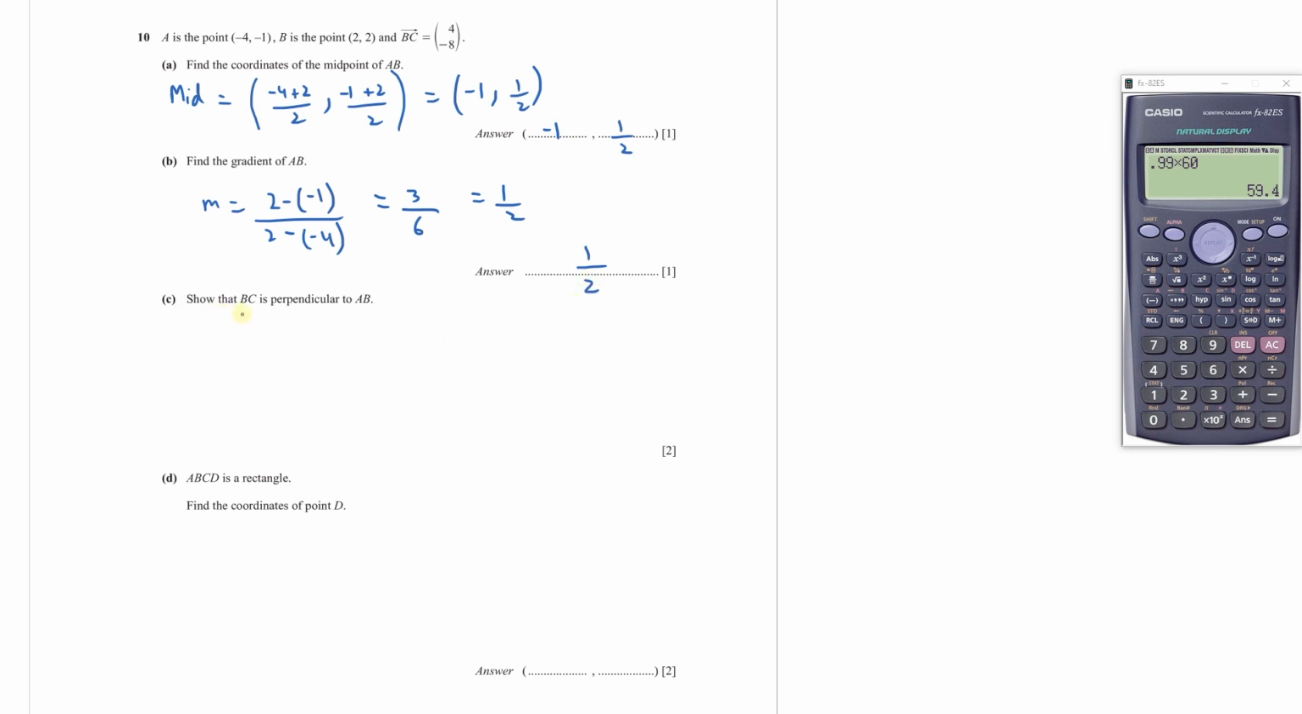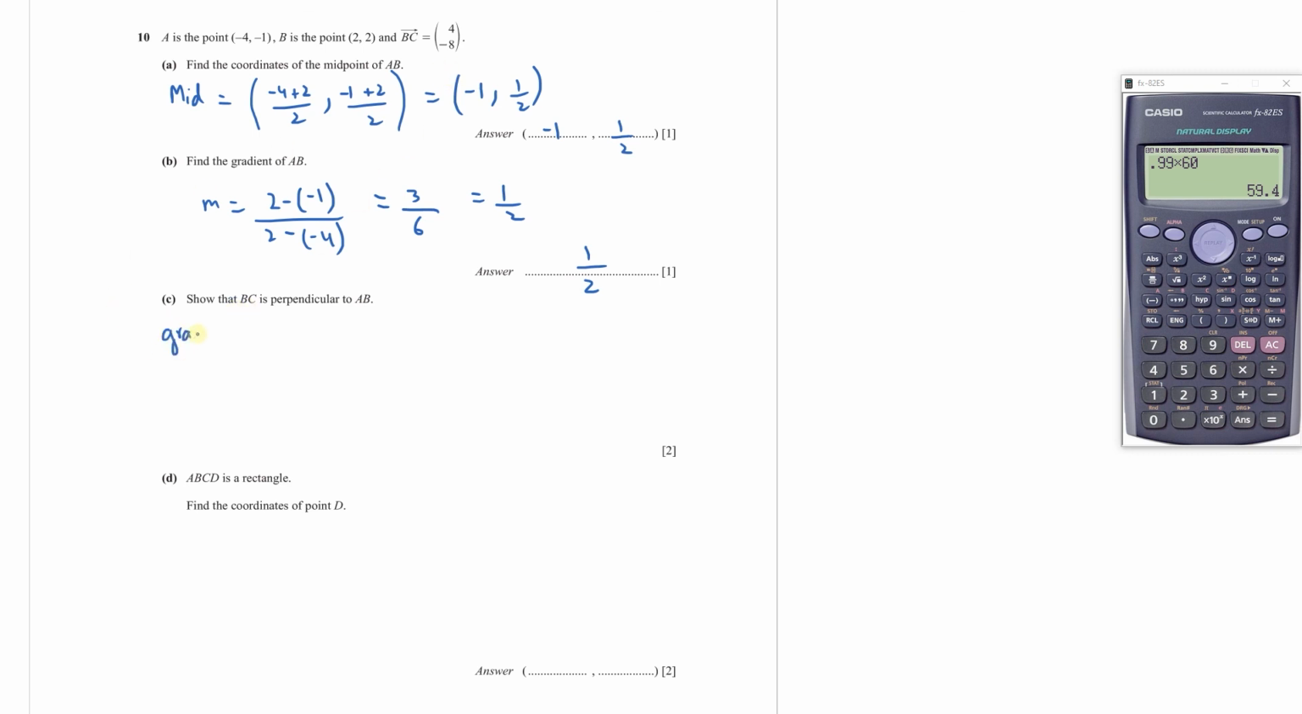Show that BC is perpendicular to AB. So to show that, we will use the property that perpendicular lines, if you multiply their gradients, the product is -1. So you already know the gradient of AB is 1 over 2. You can calculate the gradient of BC.